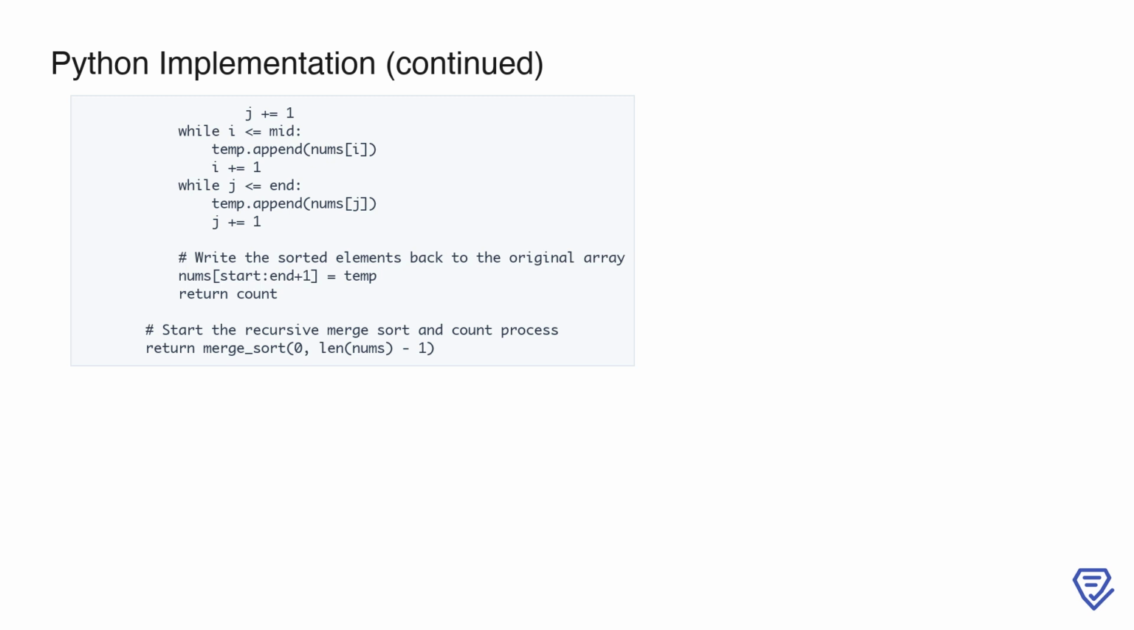Finally, the merge_sort function returns the cumulative count of reverse pairs for the range it was responsible for. At the end of the process, the merge_sort function is invoked for the entire array, starting from index 0 to the last index, effectively initiating the recursive sorting and counting process. The total number of reverse pairs in the array is returned as the result of the reverse pairs function. This approach efficiently combines the divide and conquer strategy with the counting logic, ensuring that we solve the problem in O(n log n) time complexity.